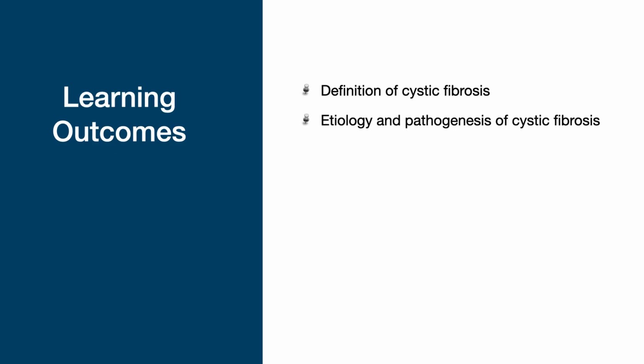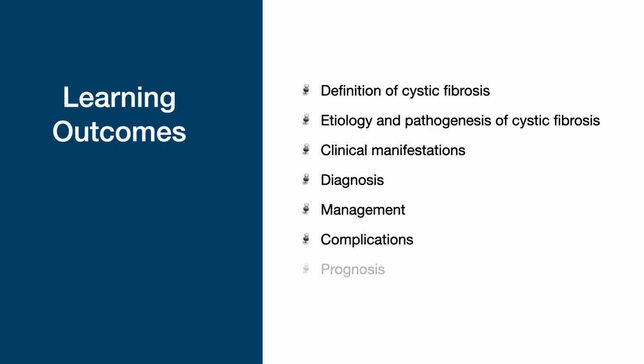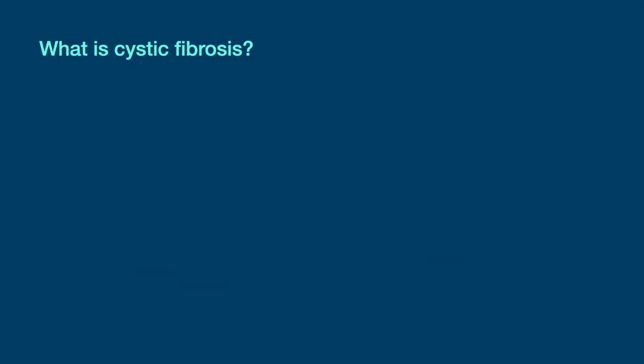By the end of this module, you should be able to define cystic fibrosis, outline the etiology and pathogenesis of cystic fibrosis, summarize the clinical manifestations and steps to how a diagnosis of cystic fibrosis is established. You should also be able to formulate a management plan, outline the complications and prognosis of cystic fibrosis. Let's get started. What is cystic fibrosis?